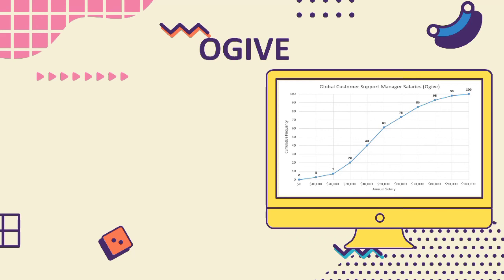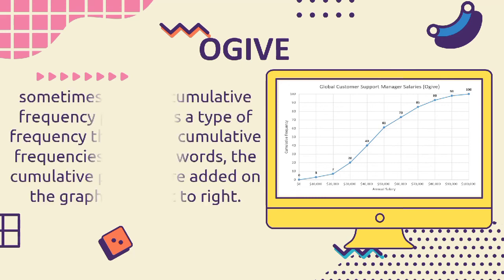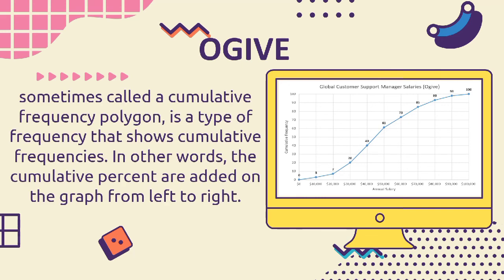And the last type of graph is the ogive. An ogive is sometimes called a cumulative frequency polygon. It is a type of frequency graph that shows cumulative frequencies. In other words, the cumulative percents are added on the graph from left to right. An ogive graph plots cumulative frequency on the y-axis and class boundaries along the x-axis. It's very similar to a histogram, only instead of rectangles, an ogive has single point markings where the top right of the rectangle would be.